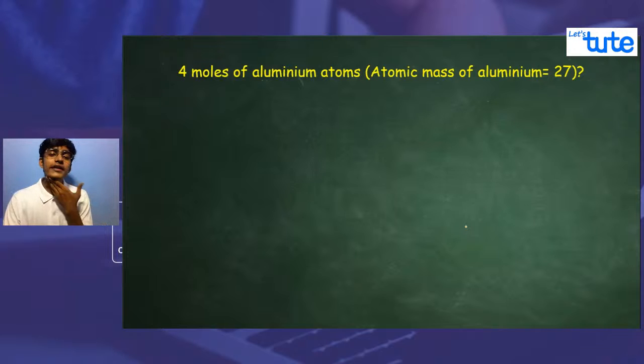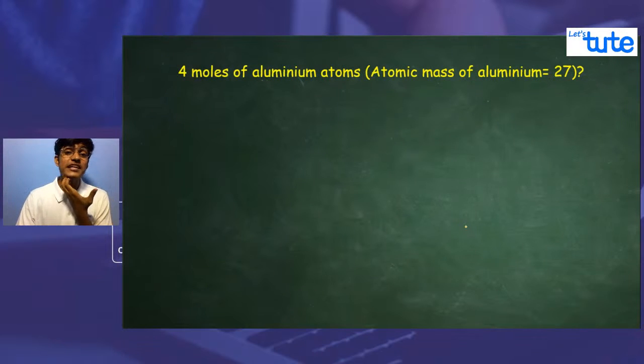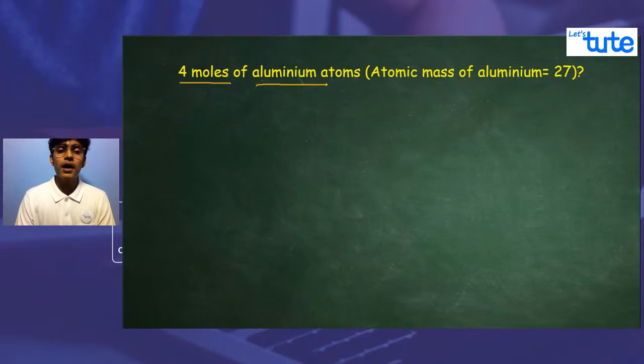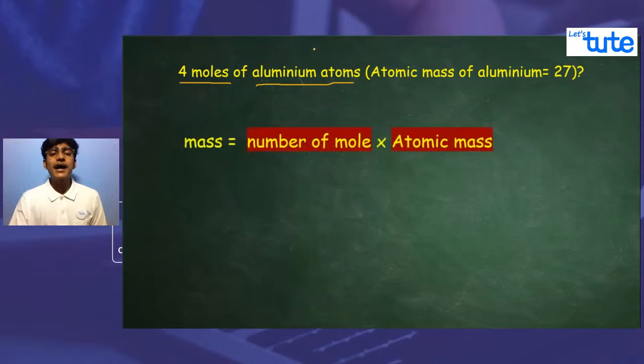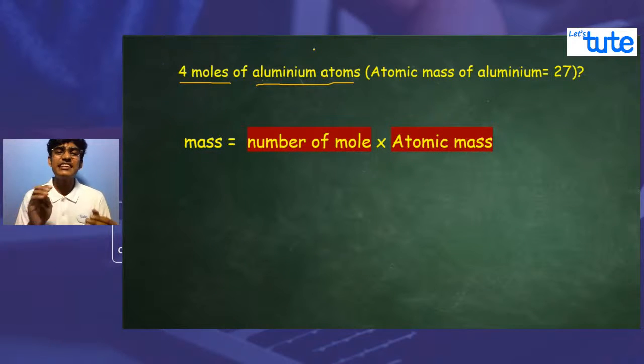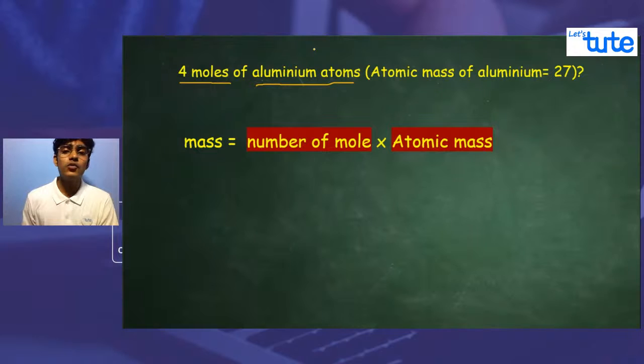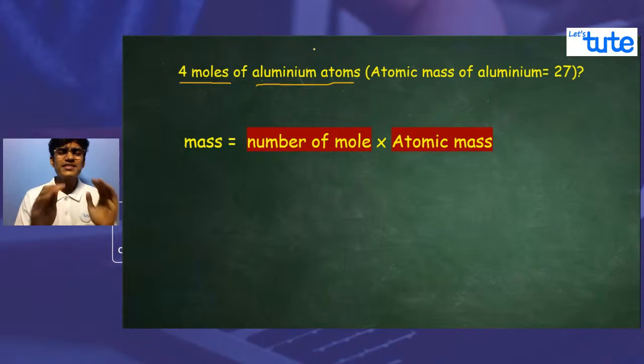Okay, so what is a mole? This concept is very important. Please listen to this very carefully. In this question, 4 moles of aluminium atoms are given. So 4 moles of aluminium atoms, and what are we supposed to find out? We are supposed to find out the mass of these 4 moles of aluminium. The simple formula is that we multiply the number of moles by the atomic mass.